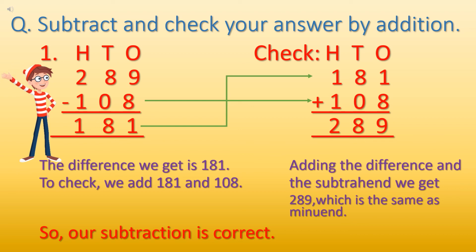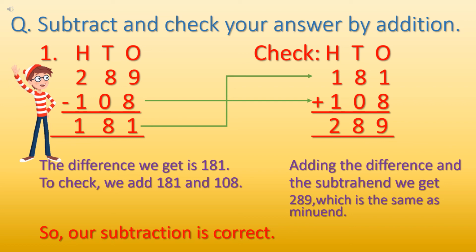So 9 minus 8 is equal to 1. Then we subtract tens place, 8 minus 0 is 8, and in the end we will subtract hundreds place, where we will do 2 minus 1. 2 minus 1 is equal to 1. So here 289 is minuend, 108 is subtrahend, and 181 is difference.